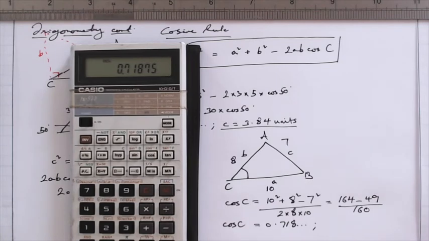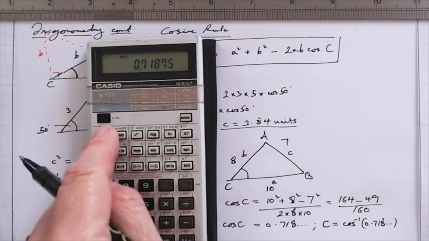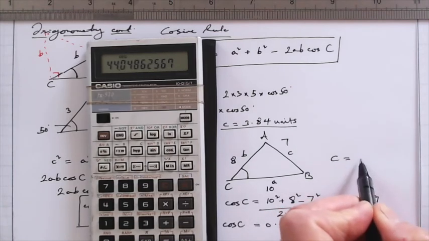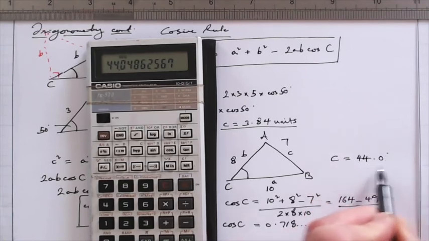And again, just like we saw with the sine, if you know the value of cosine or sine, you then use the inverse function. So C will be the inverse cosine of this number. And you'll find it on your calculator. Here it is, inverse cosine. And I therefore find that the angle C is 44.0 degrees to 1 decimal place.